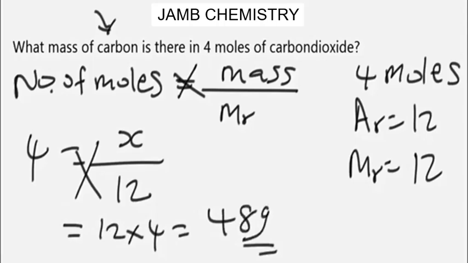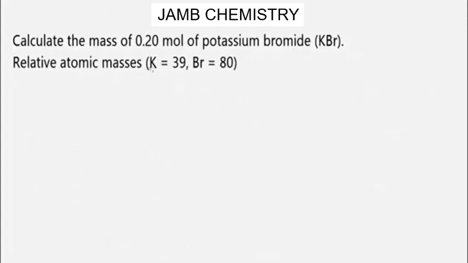Okay, let me give you a chemistry practice question on this, finding the mass of a substance using this formula. This time around, we no longer deal with elements but a compound, so that you understand it better. Okay guys, now let's look at this chemistry practice question. It says calculate the mass of 0.20 mole of potassium bromide. We are given the relative atomic masses of the elements that make up potassium bromide to be this. Now feel free to pause this video and see if you can figure this out. Okay, let's do it together.